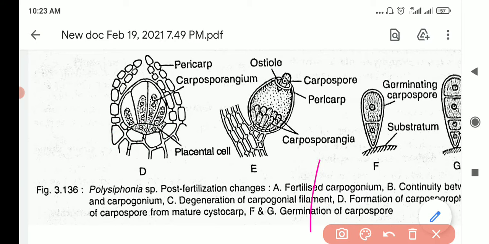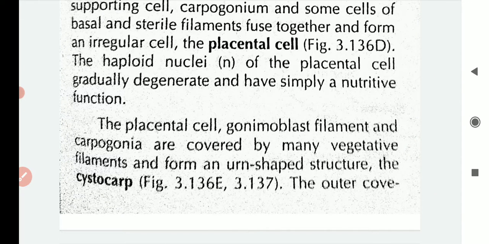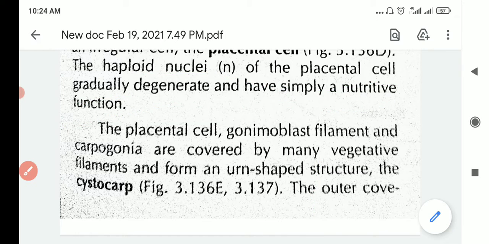Okay, now let's see what's next. Then the placental cell is haploid. Okay, so remember, only the zygote is diploid, because only that ovum was fused, right? So only that is diploid. The rest came from the haploid cell, right? So the rest of the haploid nuclei of the placental cell will simply degenerate and provide a nutrition function. Okay, so they will melt away and form, for example, like that liquid Cerelac, just like that. So they will degenerate, they will die off, and they will form the nutrition.